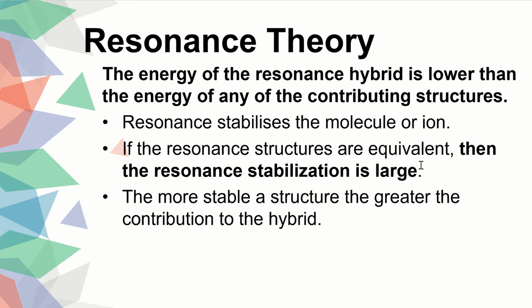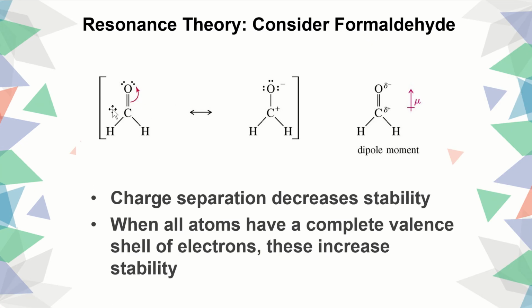And also, the more stable a structure, the greater the contribution to the hybrid. So let's look at that. We have these two resonance structures. If we look at formaldehyde, we have these two resonance structures. The point we're making here is that charge separation decreases stability. So this particular structure would be a greater contributor than this one, because charge separation decreases stability.